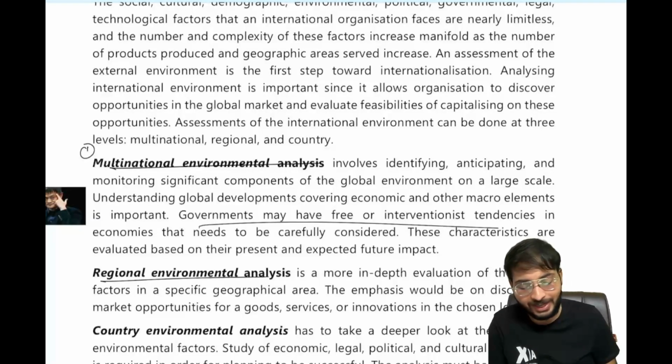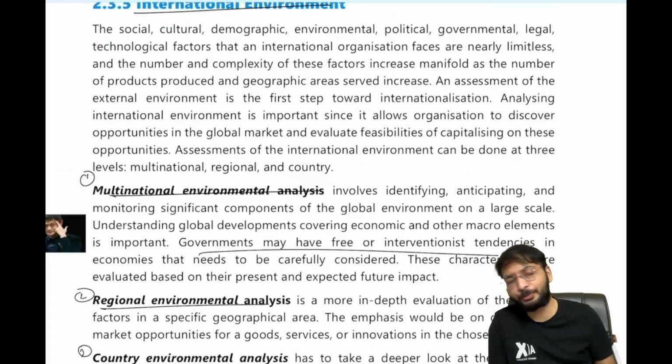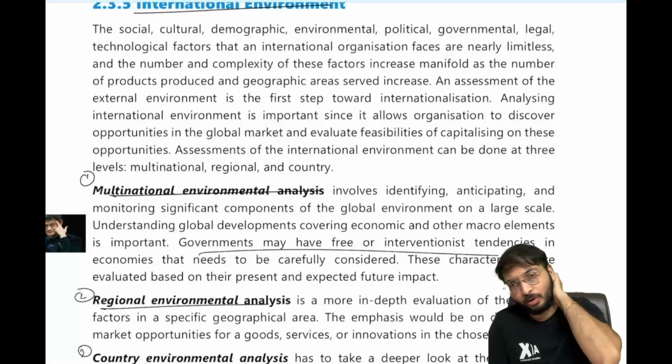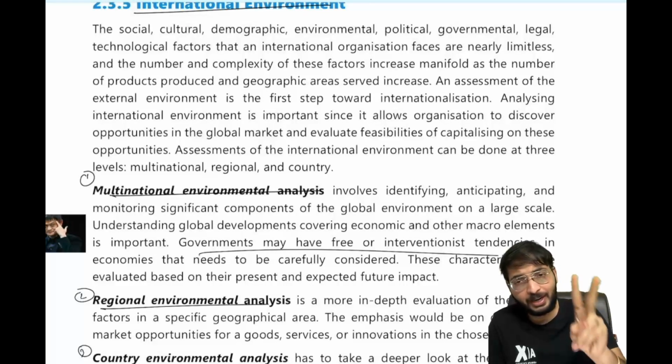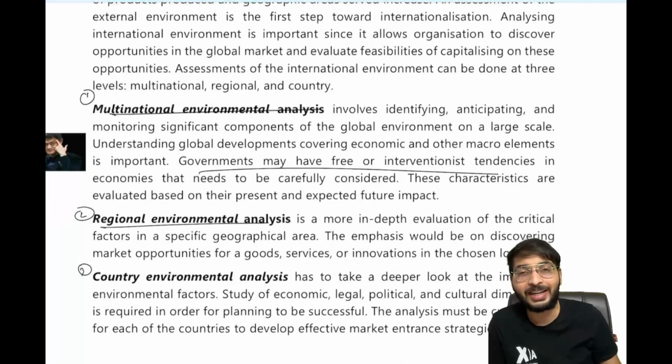Next is regional environment analysis. Whether you want to go to the Asian region or African region, that analysis, and in that specific region, which country you want to go to is called country environment analysis. So there are three types of international environment analysis. One is multinational environment analysis, second one regional environment analysis, third one is country environmental analysis.